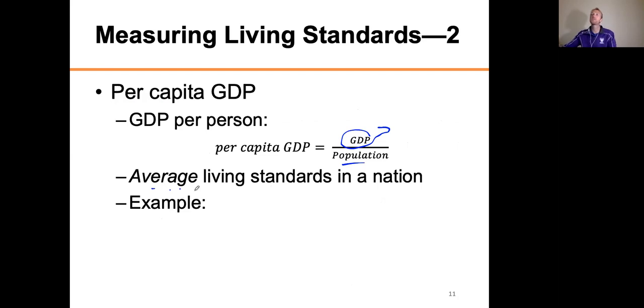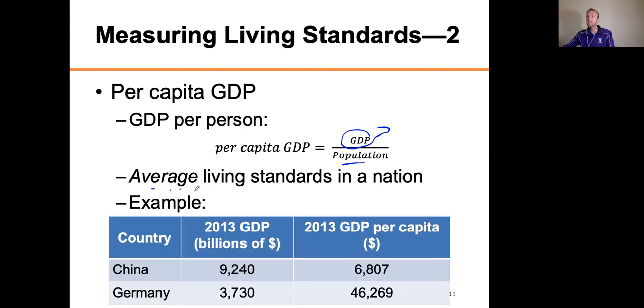Another important thing to note is that just because of whatever the GDP per person is, doesn't mean that everybody is making that GDP per person. Most people are probably not making GDP per capita. It just says on average how nice it is to live in the country. Okay, so here's an example.